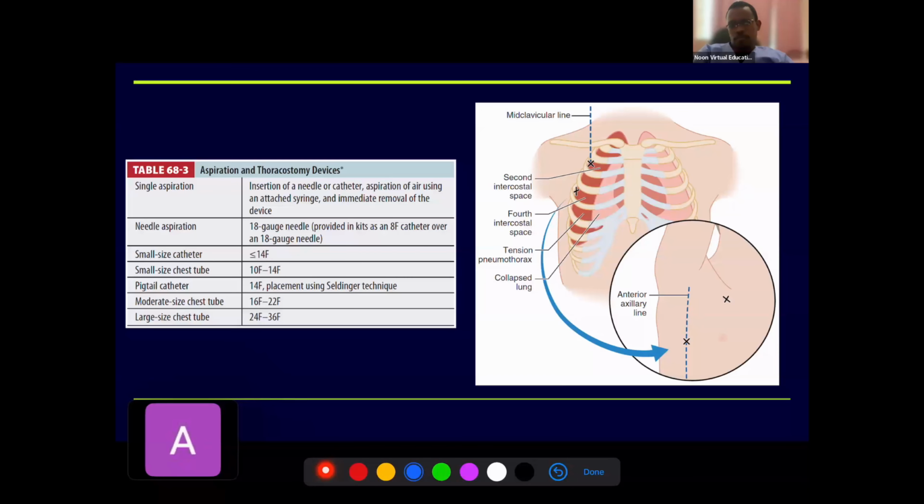This is the site to introduce your needle or your chest tube. Fourth intercostal space, very important, at the anterior axillary line. Fourth intercostal space, anterior axillary line, or the mid-clavicular line at the second intercostal space.